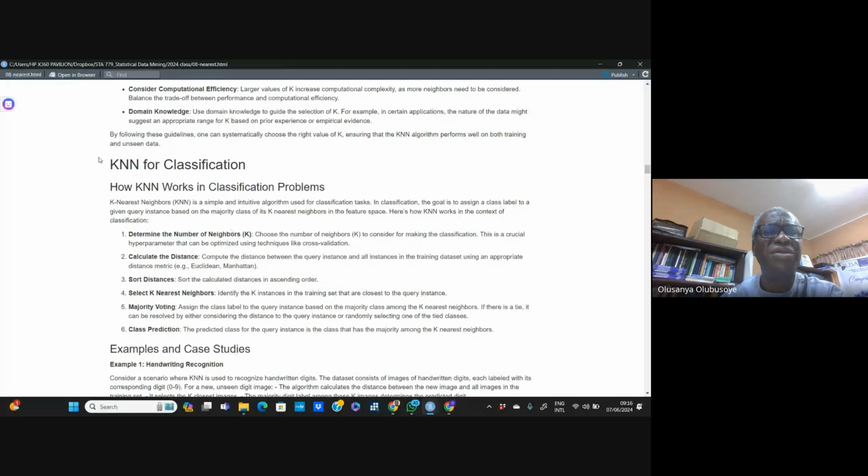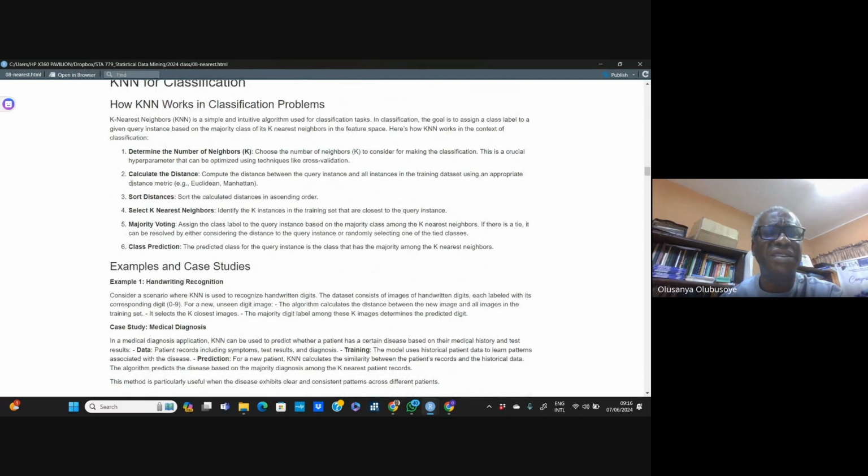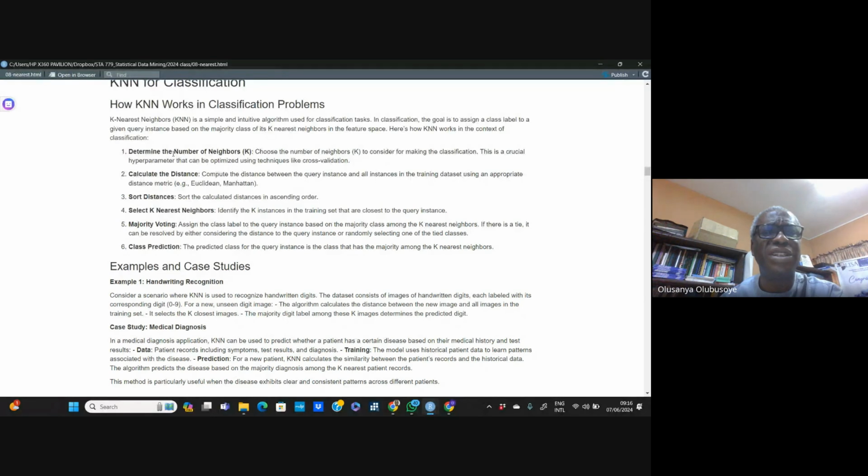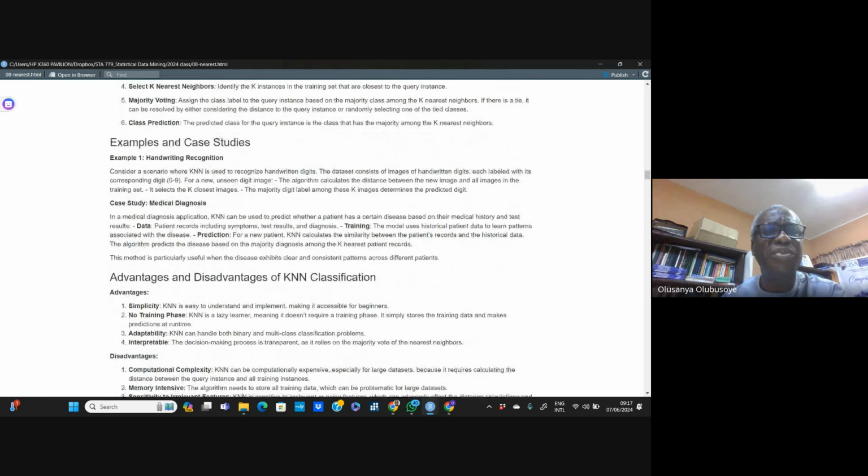So how do we employ the KNN for classification? It's the same steps that we mentioned earlier. You have to determine the number of neighbors, calculate the distance, sort the distance, select the neighbors, choose the majority voting, which will determine the class, and then the prediction is made. We have an example. You can go through this example.